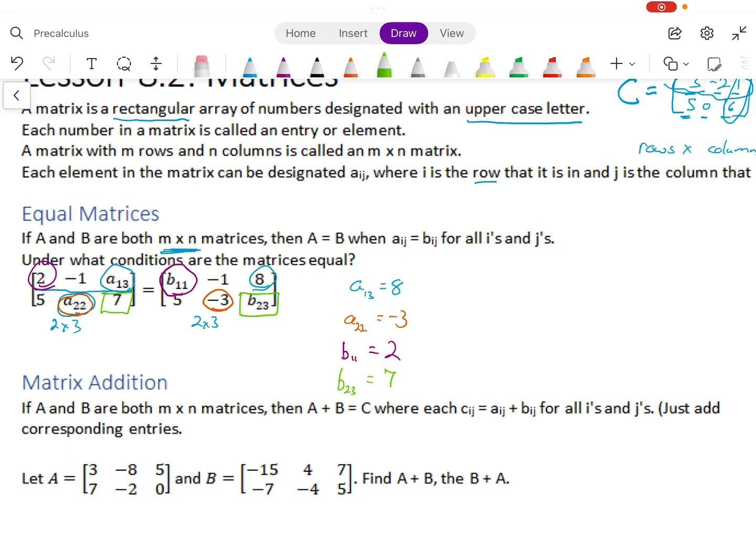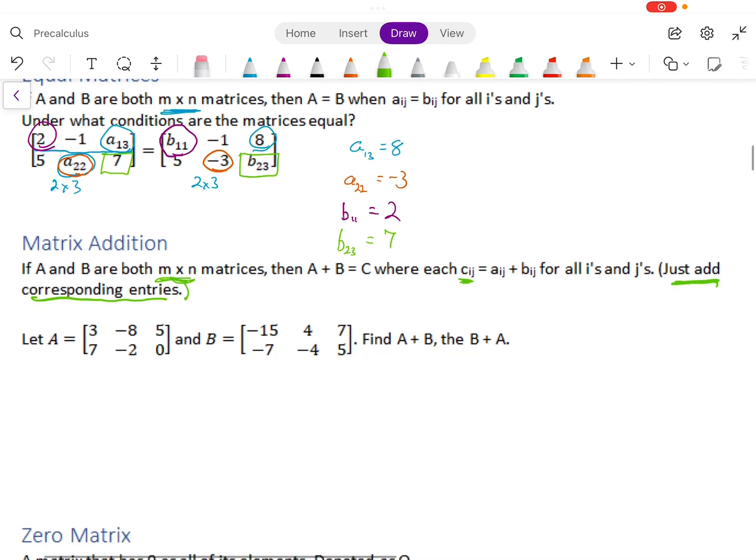Matrix addition. If A and B are both m by n matrices, so the dimensions must be the same, we cannot add a 2 by 2 to a 5 by 2. It has to have equal dimensions. Then A plus B equals C, where each element c in a certain position equals the corresponding positions added together. So, in parentheses, just add corresponding entries.